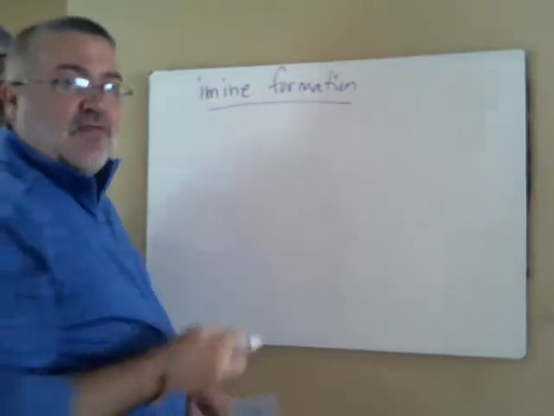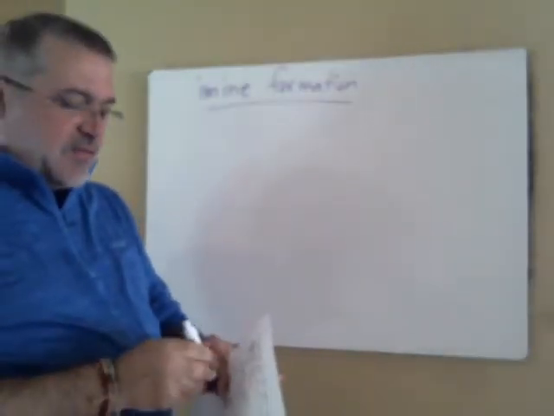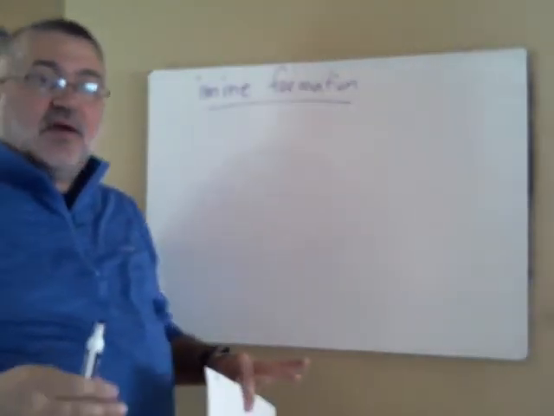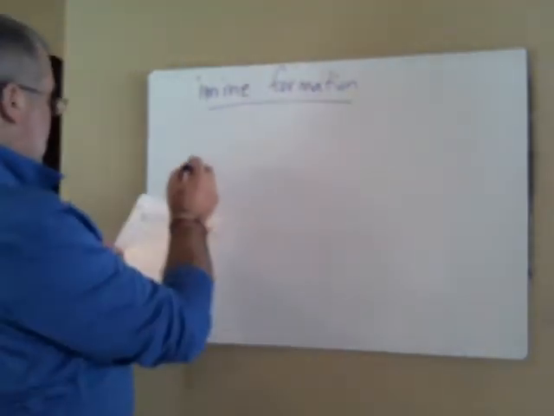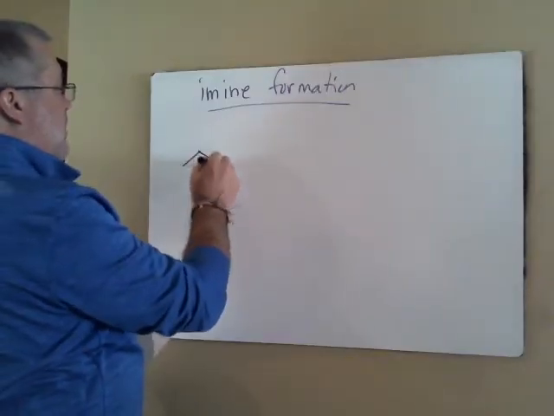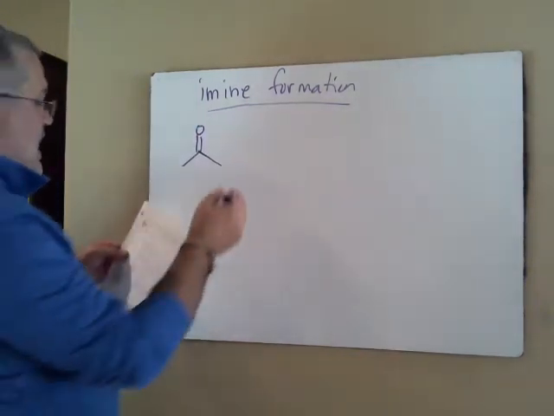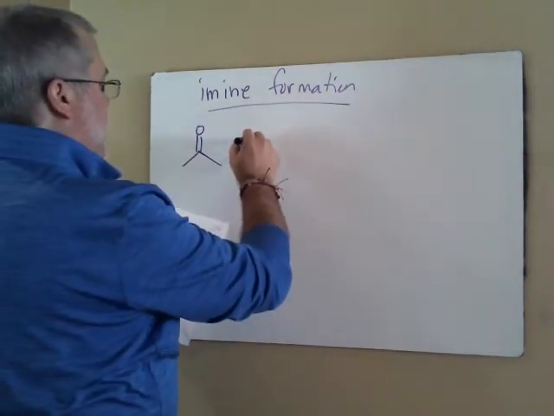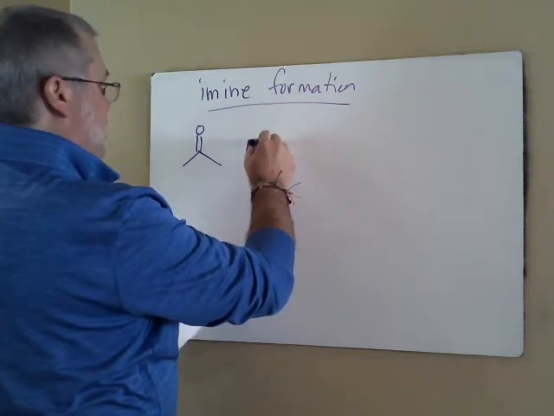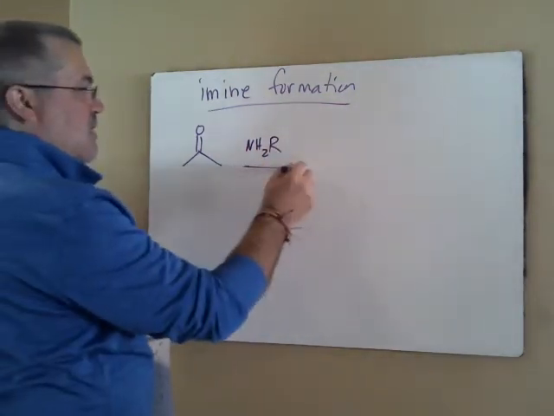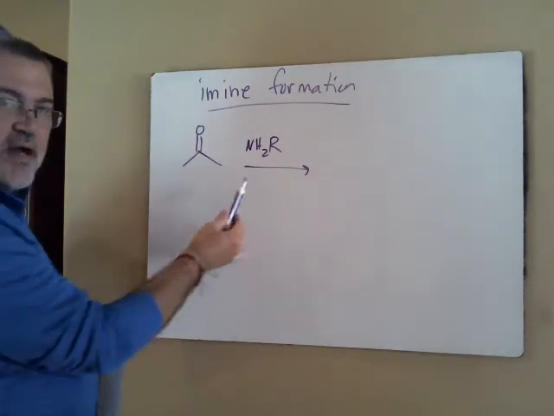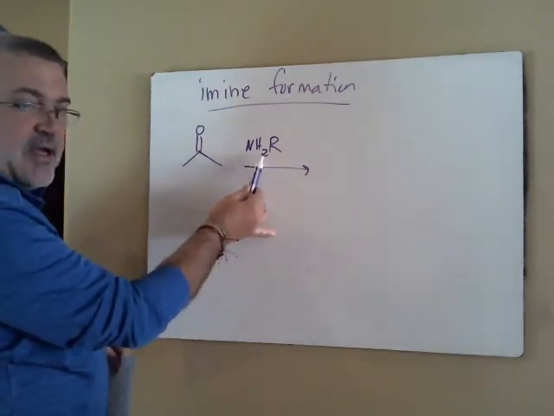And in the imine formation, remember what we're going to be doing is reacting our ketone or aldehyde with a primary amine. So I'm just going to start with a generic ketone like acetone, okay? And I'm going to react it with a primary amine. And I'm just going to use an R group. Doesn't matter what the R group is. What matters is that it's a primary amine, okay?